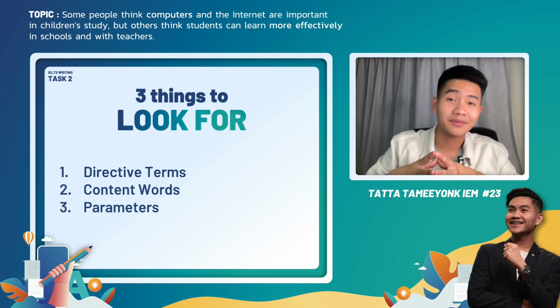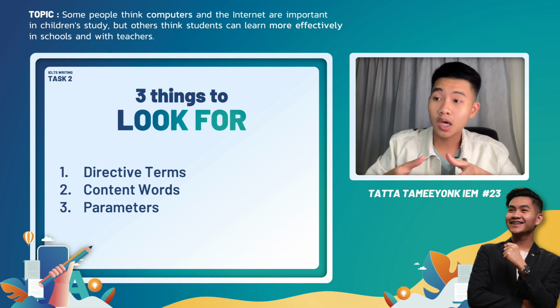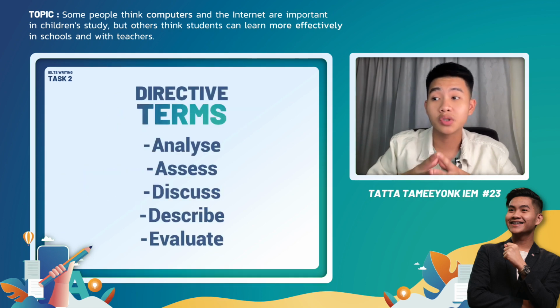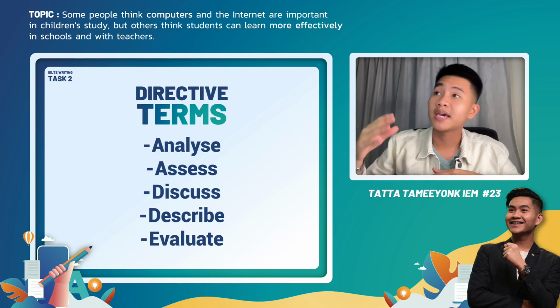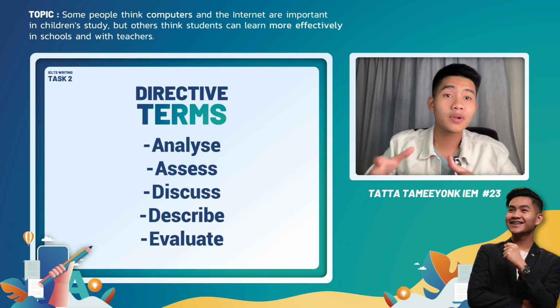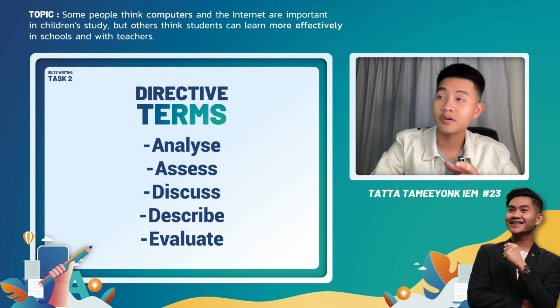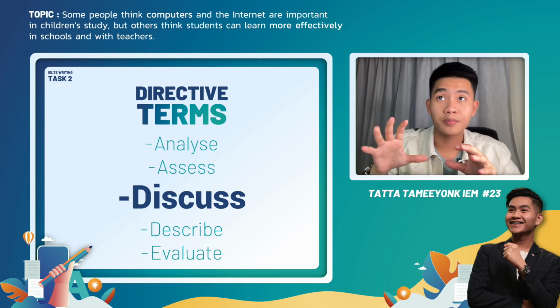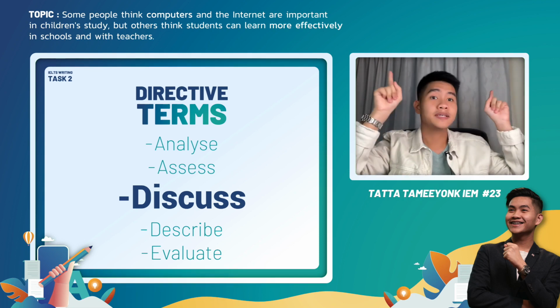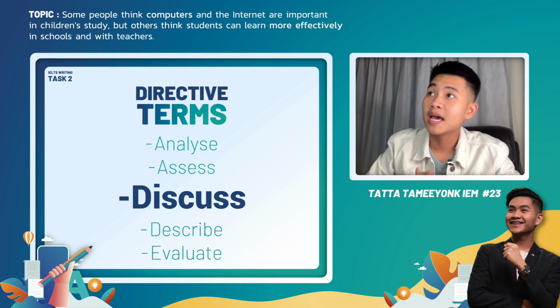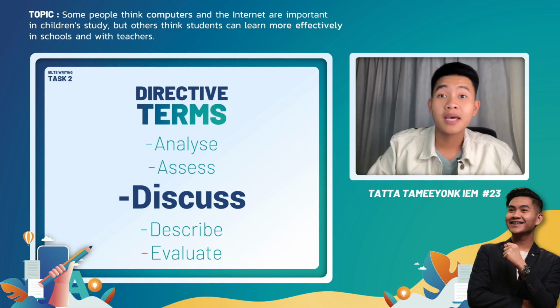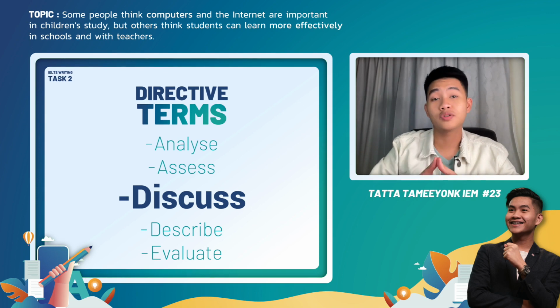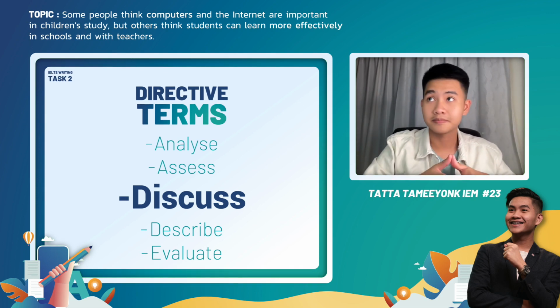Let's talk about the directive terms. Directive terms get their name because they are directing you what to do. Terms like explain, analyze, discuss, describe, and evaluate are great examples of directive terms. Now, as you can see, we have the directive term discuss. I will put the question up in some corner so you can see what's going on. Yes, we have discuss. That means we are going to discuss the matter of computers and the internet, and schools and teachers.